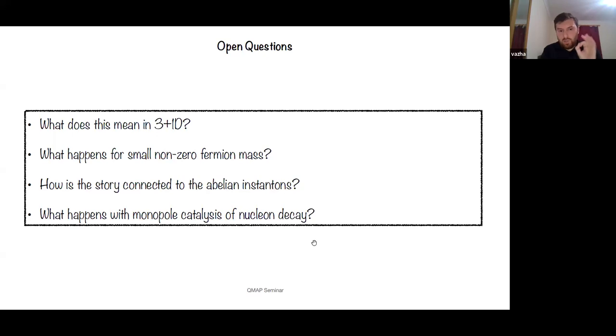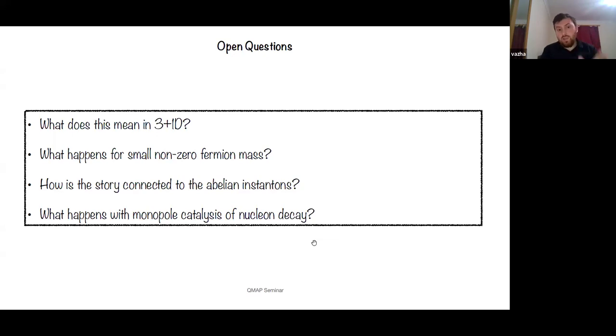Third, and I think a very important question, is that we know that Callan-Rubakov processes and monopole catalysis of proton decay have some topological nature. So they are connected to some instantons. So we need to understand how the story I told you today is actually connected to this topological nature. I think it would be very interesting to investigate the connection to recently introduced abelian instantons.